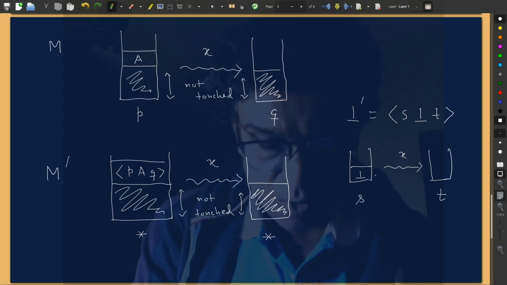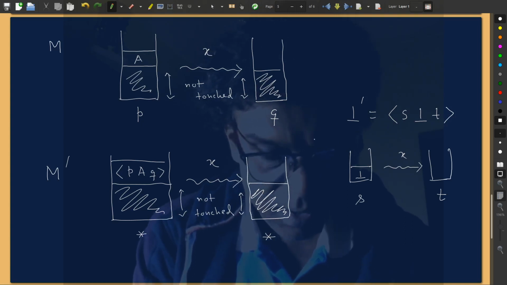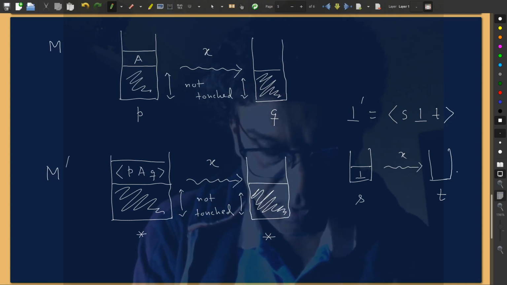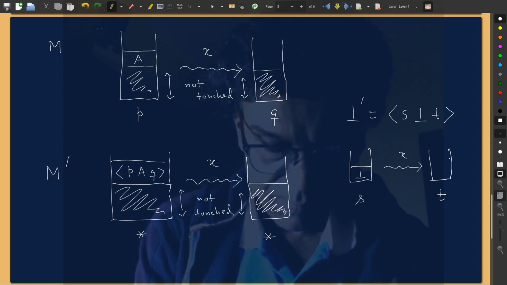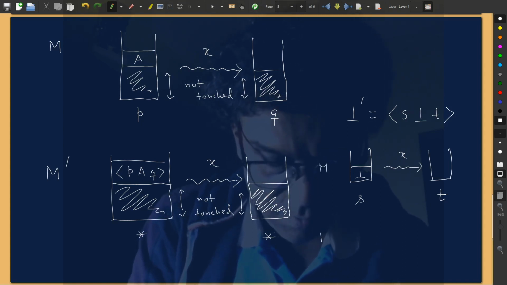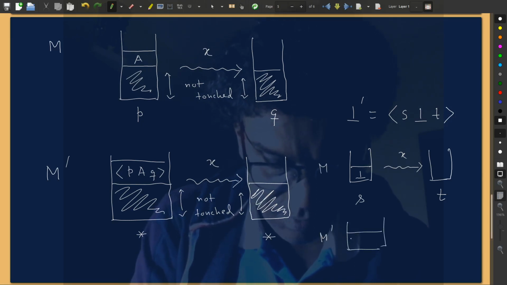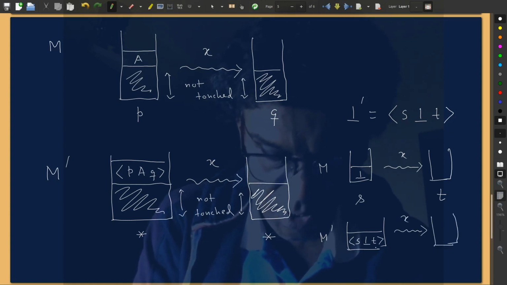Okay, so starting with this initial configuration, the start state with these at the top of the stack, it reads X, then it can get rid of this eventually. Correspondingly, this is the behavior of M. For M prime, it starts with this S, T, and it will read the same string X, and it will be able to get rid of this. So star.